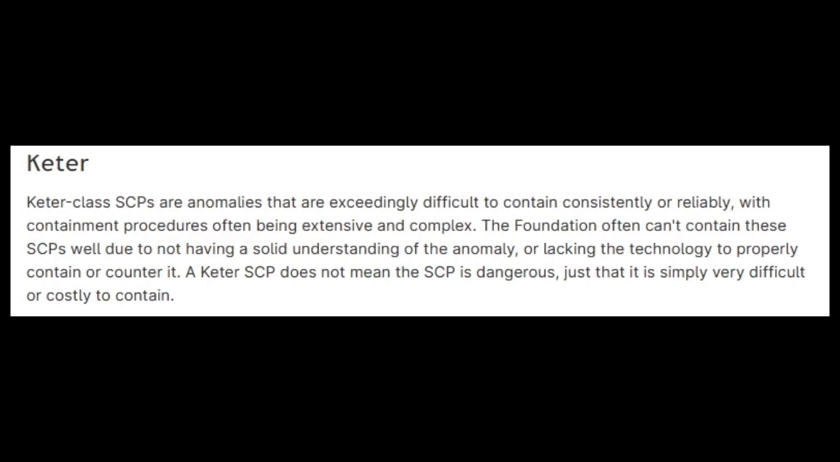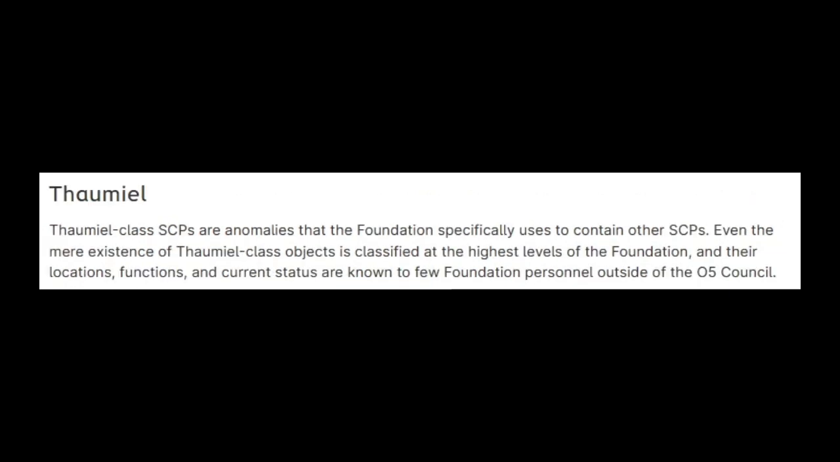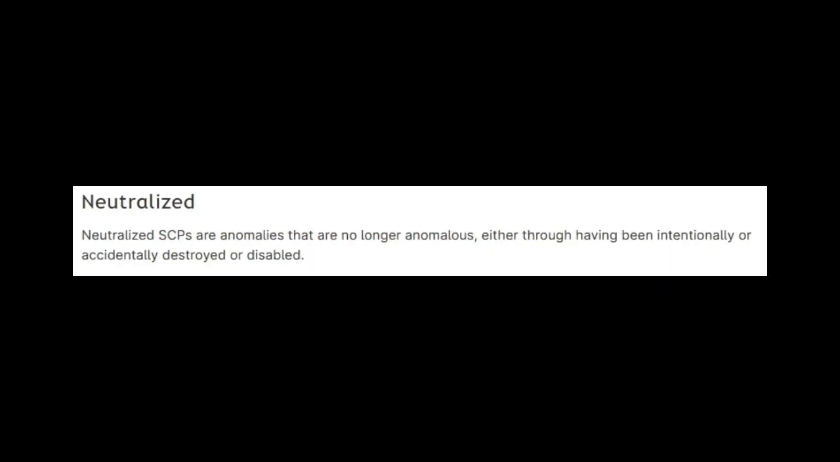Thaumiel. Thaumiel class SCPs are anomalies that the Foundation specifically uses to contain other SCPs. Even the mere existence of Thaumiel class objects is classified at the highest levels of the Foundation, and their locations, functions, and current statuses are known to few Foundation personnel outside of the O5 Council. Neutralized. Neutralized SCPs are anomalies that are no longer anomalous, either through having been intentionally or accidentally destroyed or disabled.